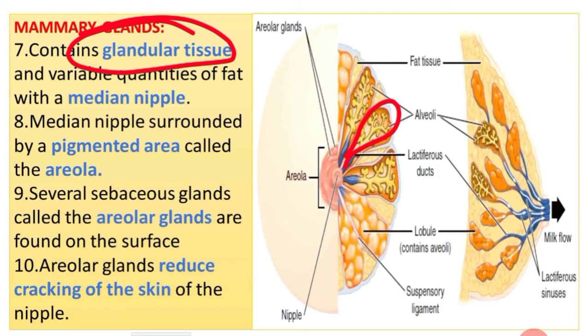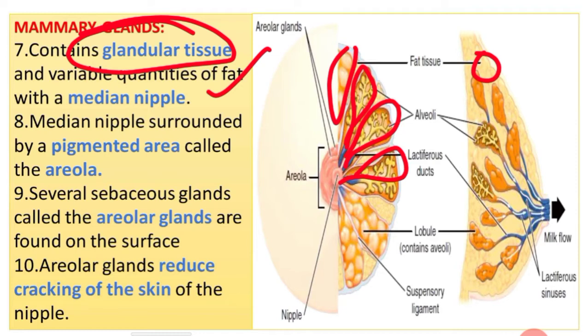The lobes and ducts present in the mammary gland, all together we call glandular tissue. Glandular tissue comprises about 15 to 20 lobes in each breast, right? As well as it contains variable quantities of fat also. See the fat tissue. Along with the lobes, it also contains variable quantities of fat, adipose. Fat is nothing but adipose.